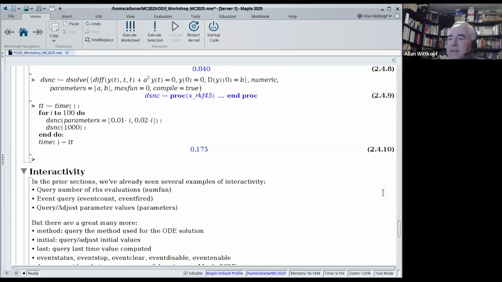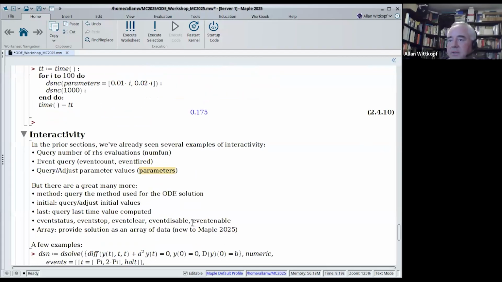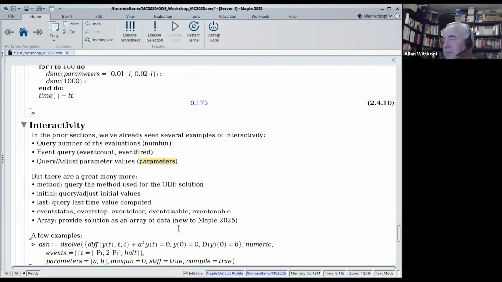Now, interactivity. What can we do interactively with the procedure? You've seen a few up above. We can ask how many evaluations we had to do. We can ask how many times events have fired, when the last event fired. We can ask what parameter values we're currently working with, or what the parameters of the problem are. But there are a lot more.